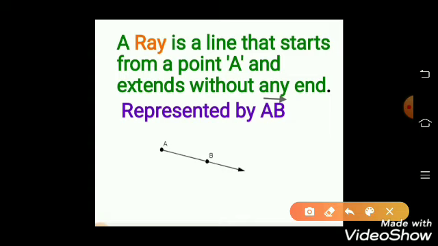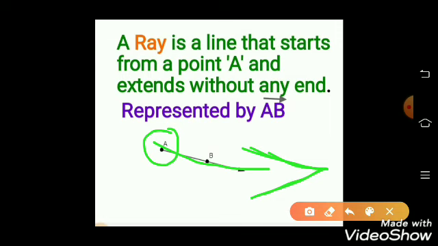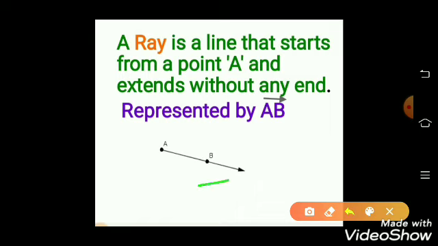Next one, a ray. A ray is a line that starts from a point A and extends without any end. A ray has one starting point but no ending point. A ray is a line that starts from a point A and extends without any end in a particular direction passing through B, which is denoted by AB with a one-sided arrow mark.